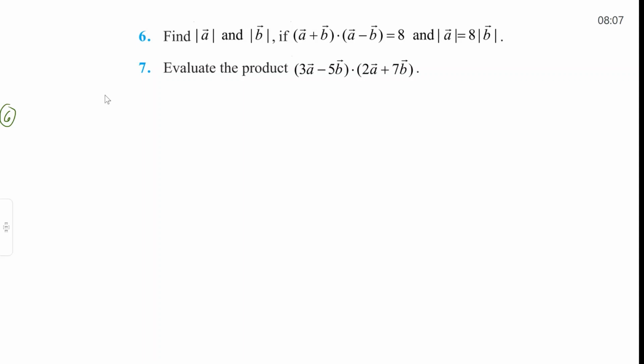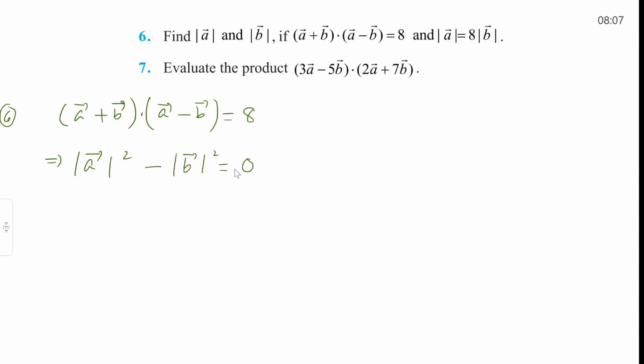So first of all, you take the left hand side. It is a bar plus b bar whole dot a bar minus b bar. This is given as 8. Very simple. It is obviously a plus b into a minus b format. So simply this is mod a square minus mod b square. Sorry, it is not 0. It is equal to 8.